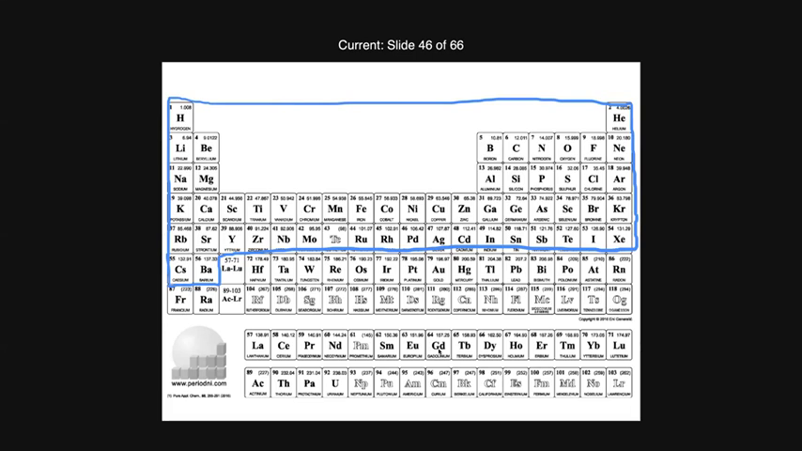Those that are element 57 and above involve the f subshell, which is going to be more complicated. So I'm going to actually ignore those. I'm going to stop right at element 56.